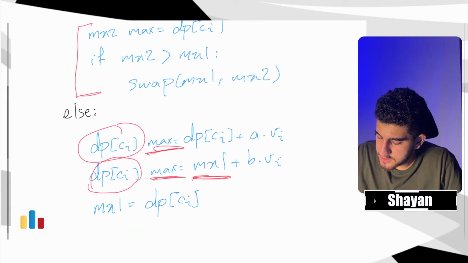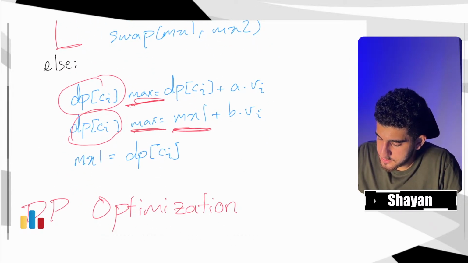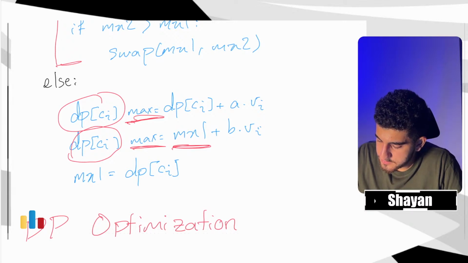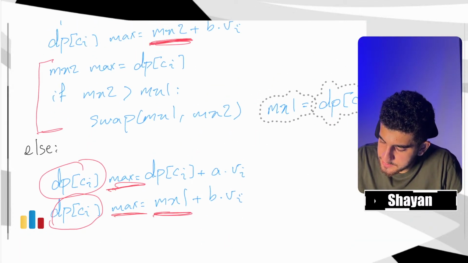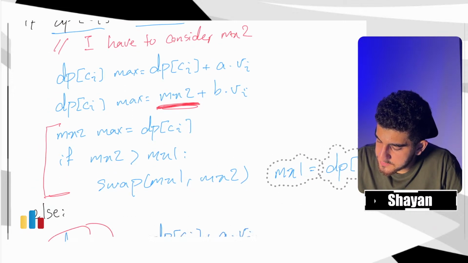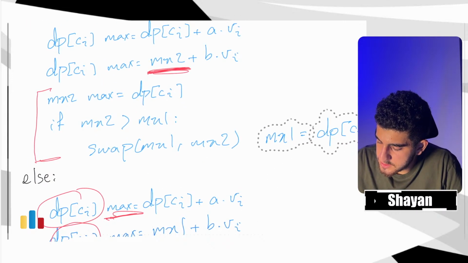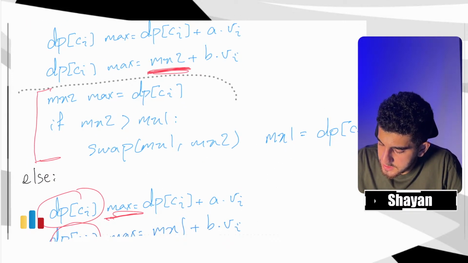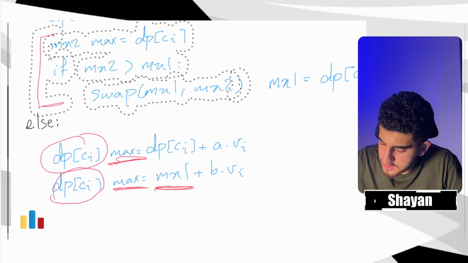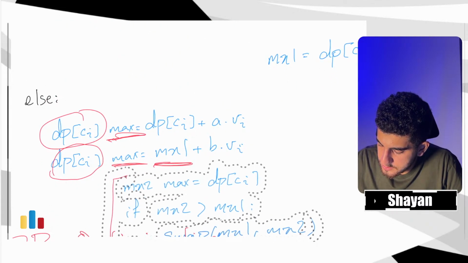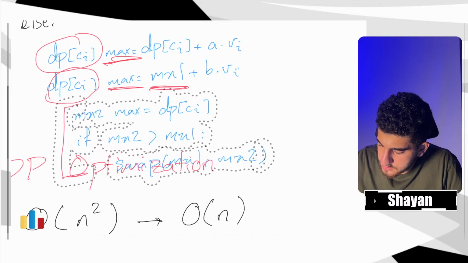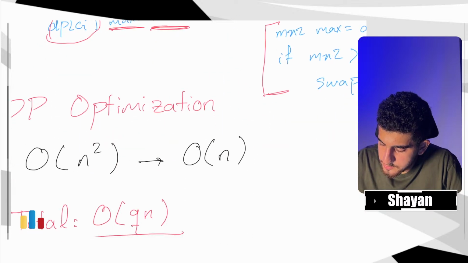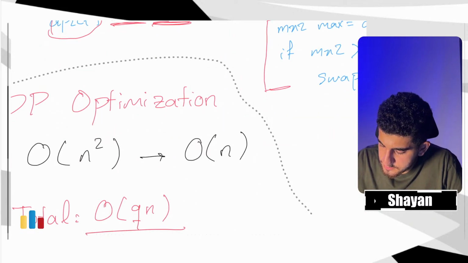So these two parts must be swapped. It's vice versa. So in this case, because dp of Ci is equal to mx1, only mx1 must be changed. But in this case, mx2 must be changed. That was correct. I need to move this here. This one as well.